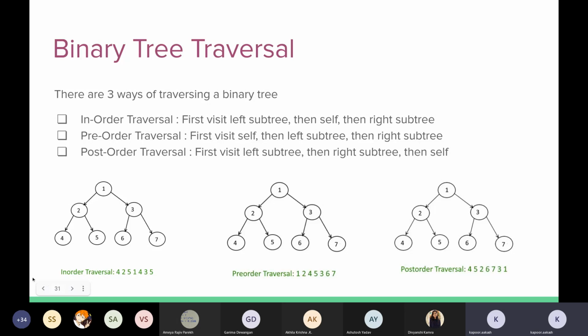So now I go to self. Self of 4 prints out 4. There is no right of 4, so I go up. Now I go to self of 2, which is 2. So it prints 2. Then I go to right of 2, which is 5. Now this is done, so I go one step up. Now I print self of 1, which is 1. Then I go to right of 1. Right of 1 is 3.